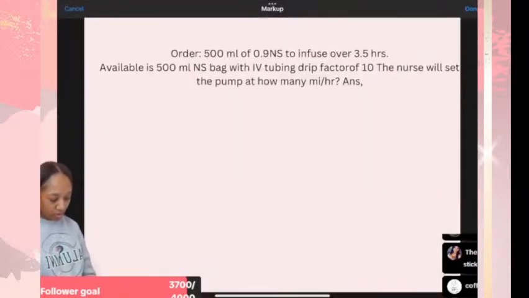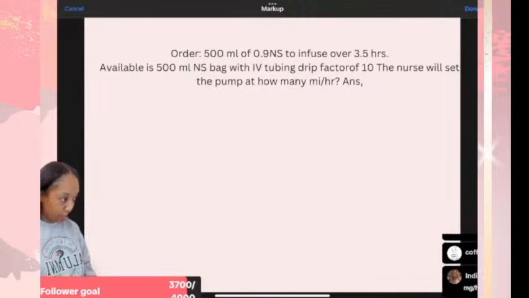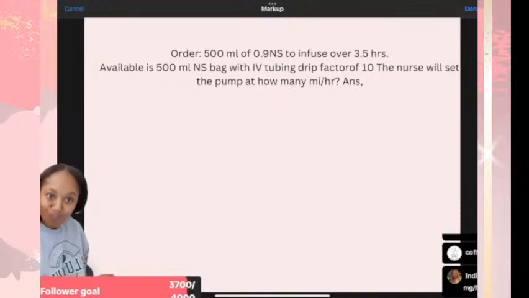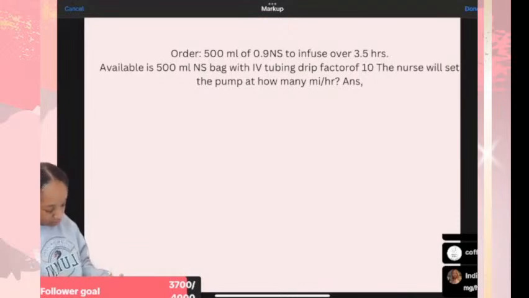Safe dosage. Okay. Milligrams per minute, milligrams per hour. I think I do. Okay. 500 mLs of normal saline. I'm going to do this one, then I'm going to look. 500 mLs of normal saline to infuse over 3.5 hours. So available is a 500 mL normal saline bag with tubing with a drip factor of 10 drops per milliliter. The nurse will set the pump at how many milliliters per hour.